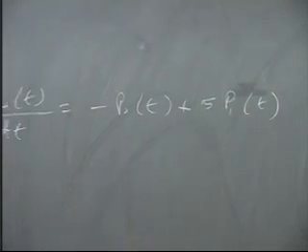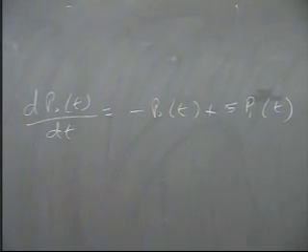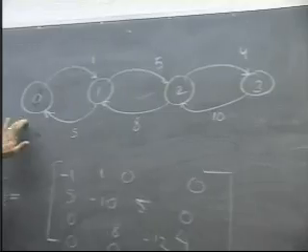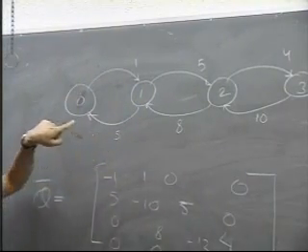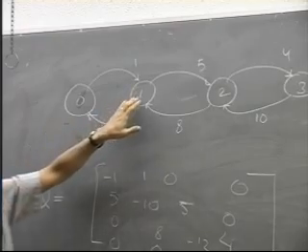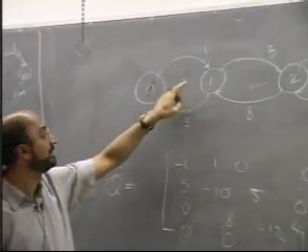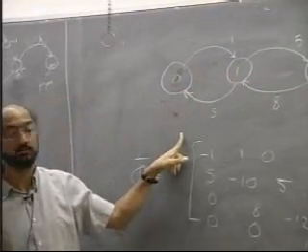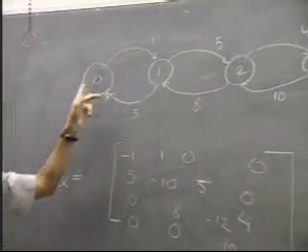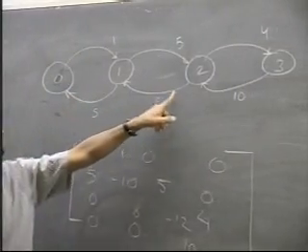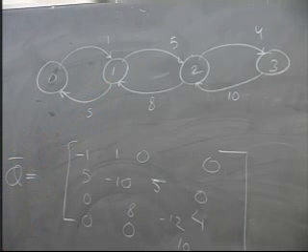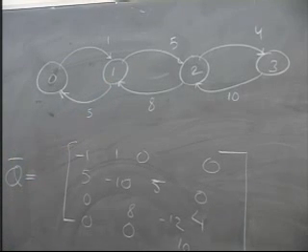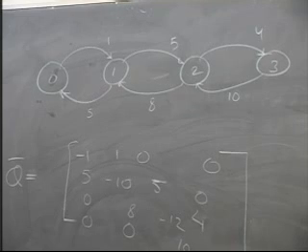What am I doing over here? I'm saying I'm leaving at minus 1, and I'm entering with plus 5 with p1. So it's minus 1 p0(t) plus 5 p1(t). For this one, dp1(t)/dt is minus 10 p1(t) plus 1 p0(t) plus 8 p2(t). You can just write that down, and so you get a set of differential equations. You solve them, and that tells you the time evolution.